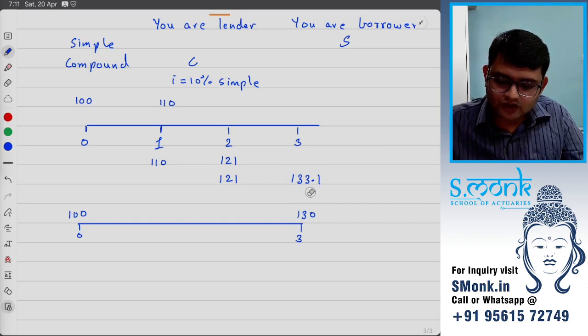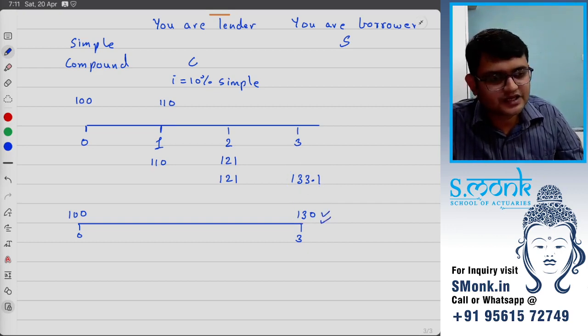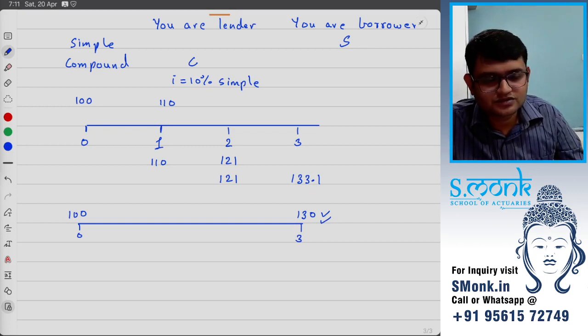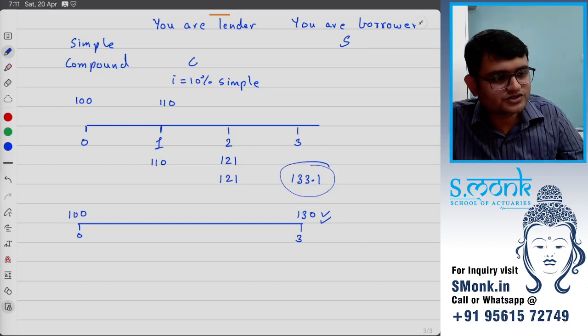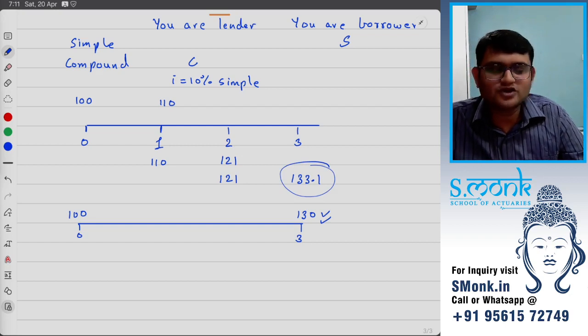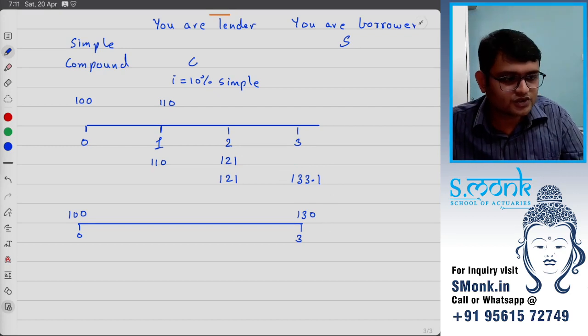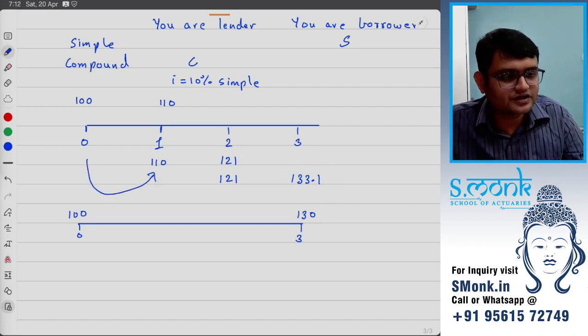If you give me a loan directly for 3 years, you are earning less. Again, instead of 100 rupees, you can imagine it is 100 crores. So you have a loss of 3.1 crores. Would you give me a loan for 3 years? You would say no. You'll say, I will give you a loan only for 1 year.